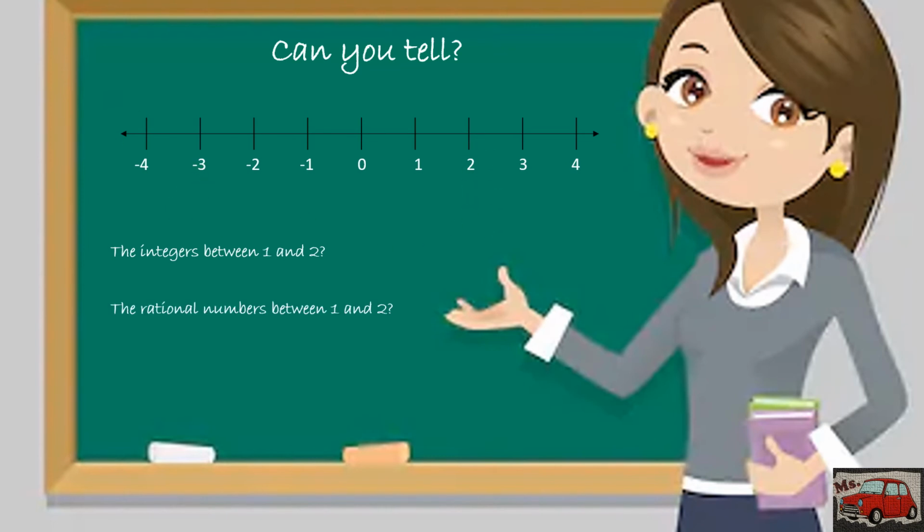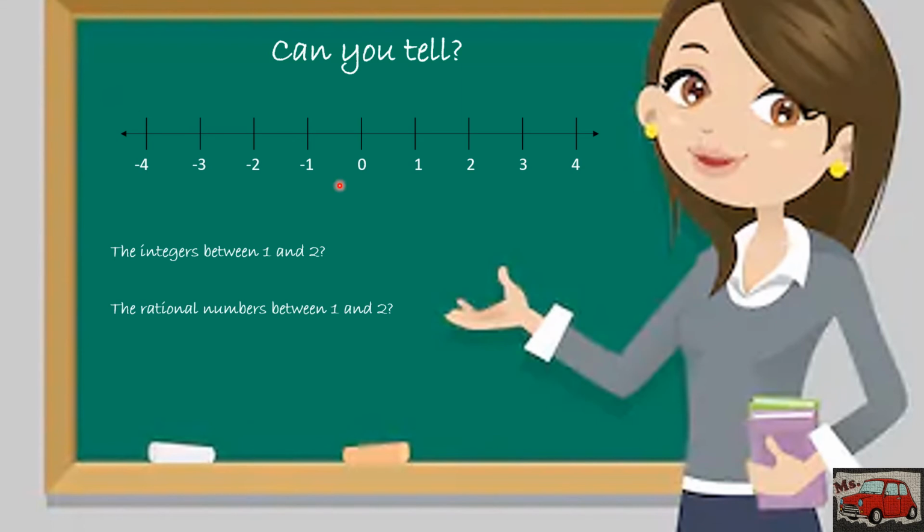Okay, so how about this one? Can you tell the integers between 1 and 2? This is 1, this is 2. Can you tell? Alright, so there's none, right? Kasi wala ka na makikitang integer between them. But how about rational numbers? Can you tell rational numbers between 1 and 2?